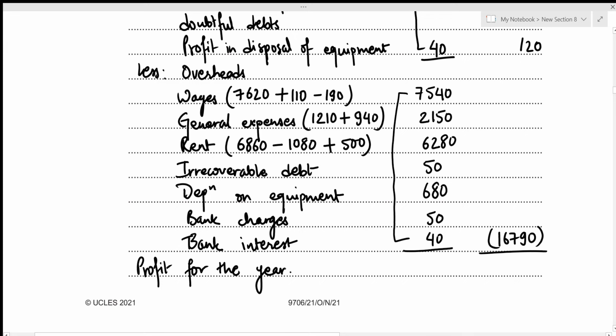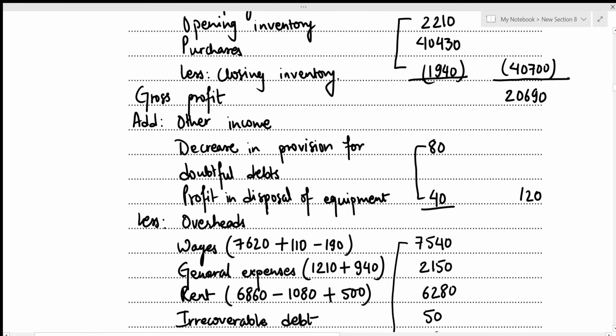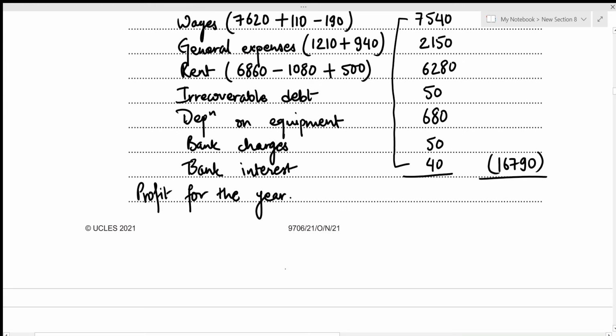All right, we will start from the gross profit. To the gross profit, we will add other income and then subtract the overheads. So that's going to be 20,690 plus 120 minus 16,790, which gives the profit for the year to be 4,020. This concludes the third part. Let's move on to the fourth one.